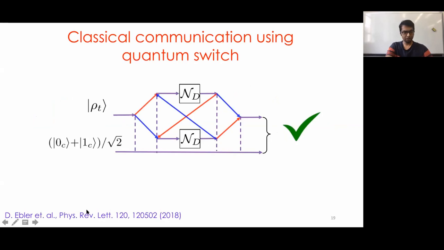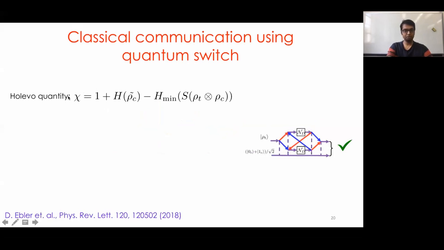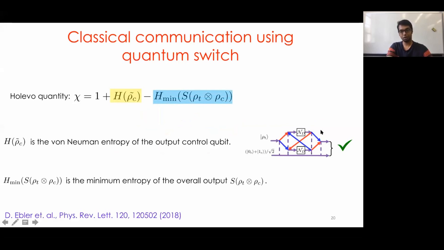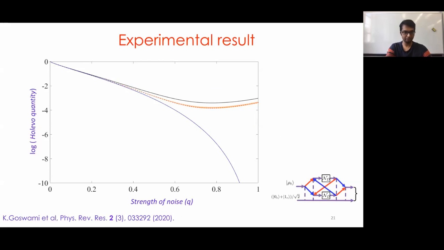This work was reported by Chiribella in this paper. And this non-zero information is measured in terms of the Holevo quantity, that is basically the capacity of this entire channel. And this is calculated by the von Neumann entropy of rho c tilde, which is basically the output control system, and H min is the minimum entropy of the entire output of the quantum switch. With that, we evaluated the Holevo quantity of our process, and this is the experimental result.